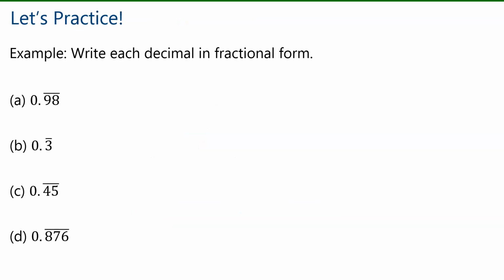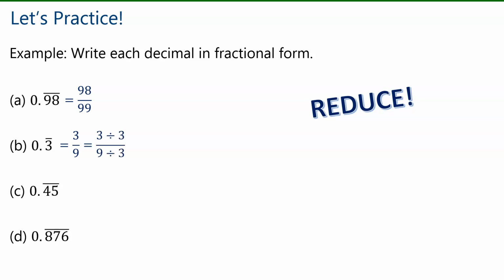So let's do some more practice here now, using that rule. For A, because we have 2 digits repeating, I'm going to write that over 99. Always remembering to reduce. Now we can't reduce this one, so let's move on to B. 0.3 repeating is 3 over 9. Now this one can reduce. I can divide numerator and denominator by 3. 3 divided by 3 is 1, and 9 divided by 3 is 3.